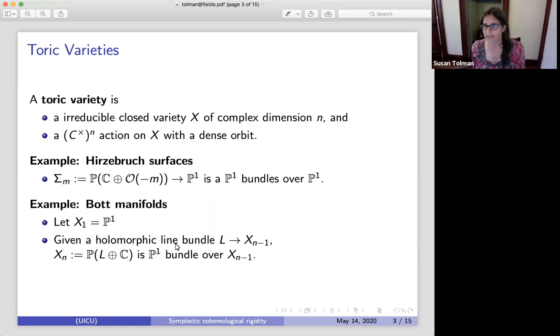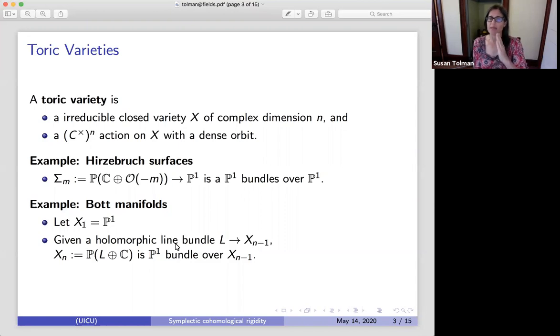So what are some examples? Well, the first example I really want to focus on are Hirzebruch surfaces. So you take P1 and you take a line bundle over it with Chern class minus M. So a holomorphic line bundle with Chern class minus M. And we'll just call that O of minus M. That's the standard notation.